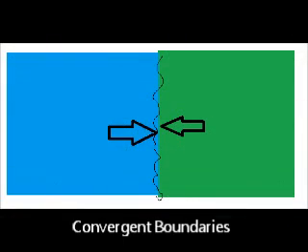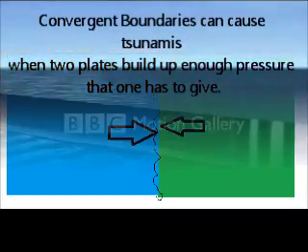These tectonic plates have different boundaries between them. The first we'll discuss is called a convergent boundary, which is caused when two tectonic plates push into each other, causing a ridge, because when they push, one has to go up and one has to go down.